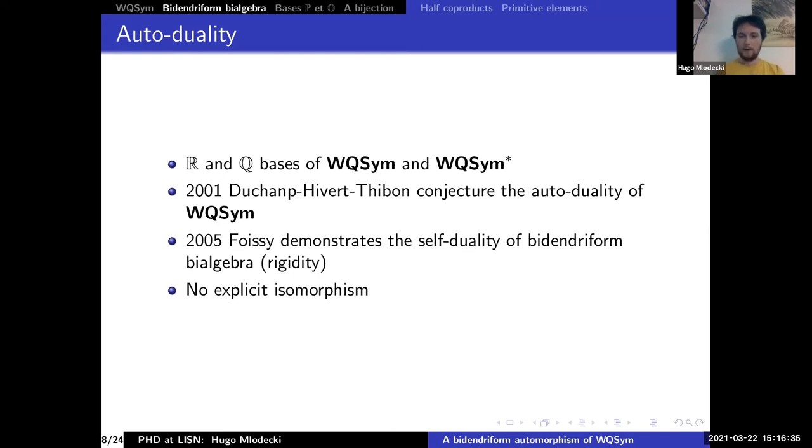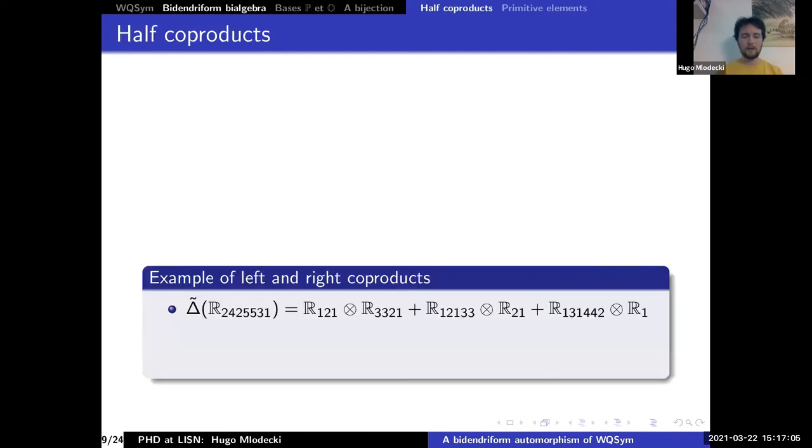Okay. Now we have two new terms, so bidendriform bi-algebra. And what is it about? It is the fact that the product and the coproduct can be separated in half. As I didn't define the product here, I will just show you on the coproduct. So here I have another example of coproduct. I just write the reduced coproduct, so I erase the trivial terms with the empty word. That's why I put a tilde on the delta.